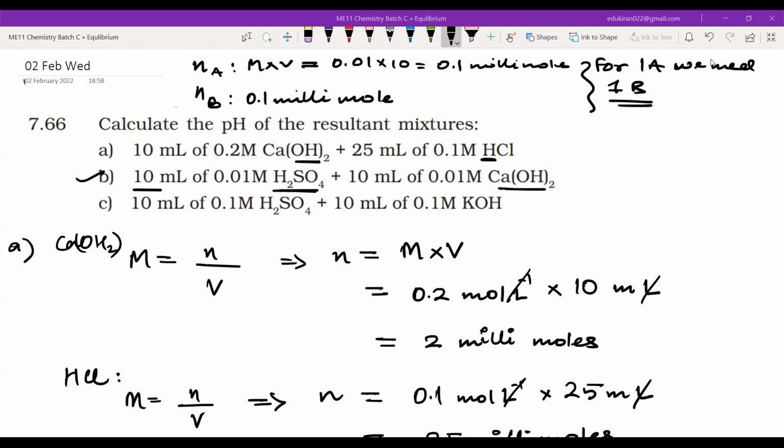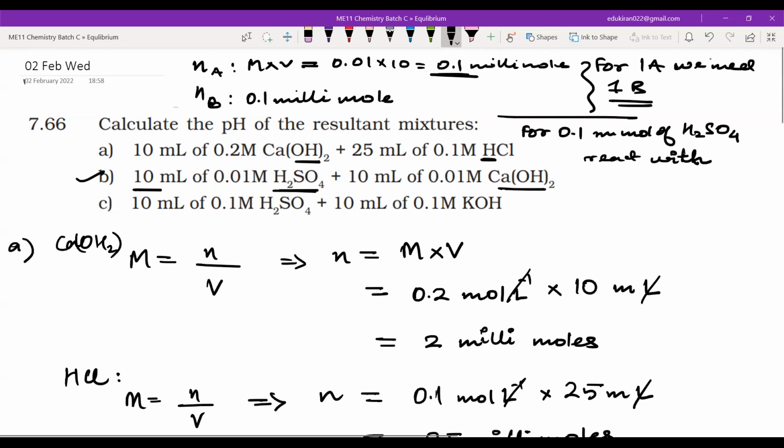Now, if I need only 1 mole of acid for 1 mole of base, so we have 0.1 millimole of H2SO4, it will react with how many millimoles of Ca(OH)2, guys? How many millimoles? I did not hear that. Can you repeat that? 0.1. 0.1 only, right?